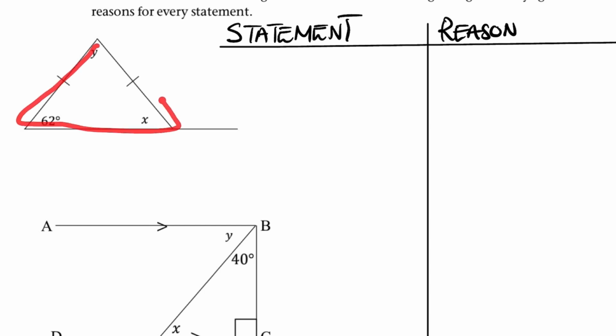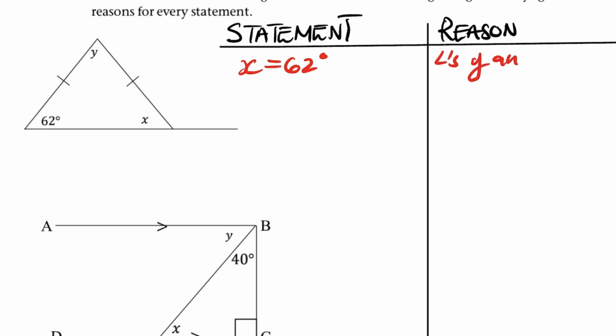But looking at this triangle, it's an isosceles triangle. So that means x is equal to that. In an isosceles triangle, these two angles are equal. So now, in our case, x is equal to 62. So we'll say angles of an isosceles triangle. Now that we have x is equal to 62, we need y now.